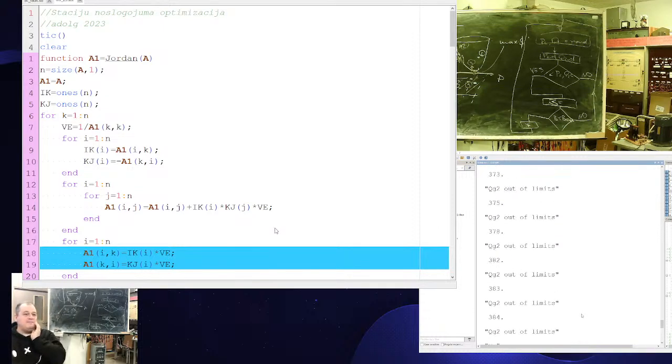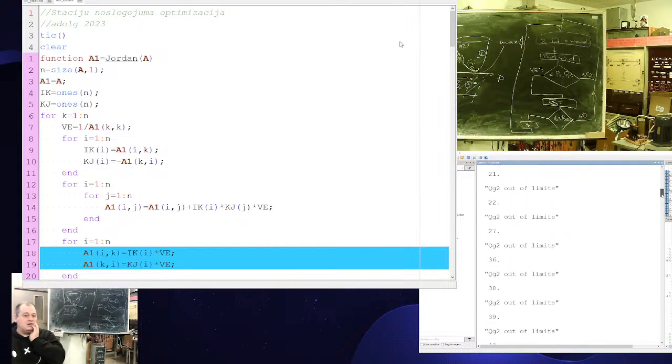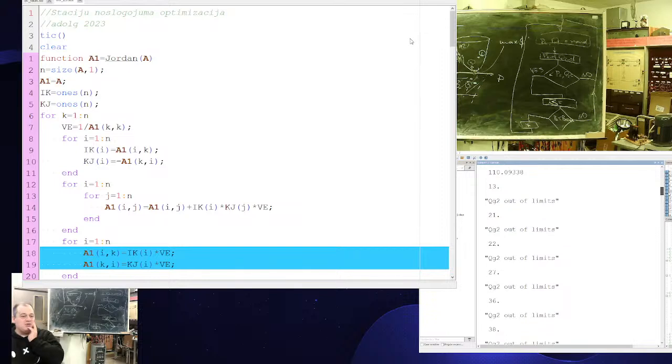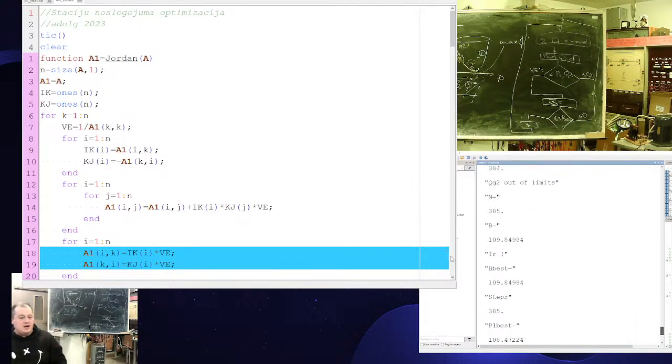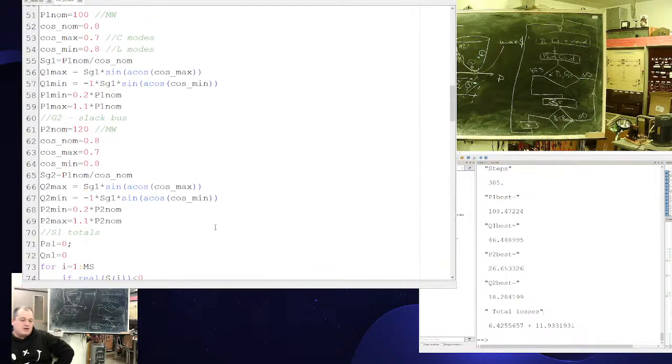Take a look. I attempted to solve and got several impossible attempts because the reactive power of the second machine was out of limits. Here I got that the best regime will be achieved if I put 108 megawatts to the first generator and 26 for the second. Losses 6.42 megawatts.